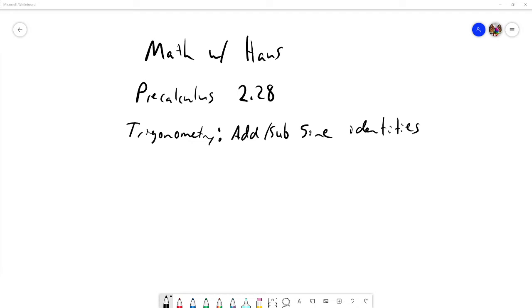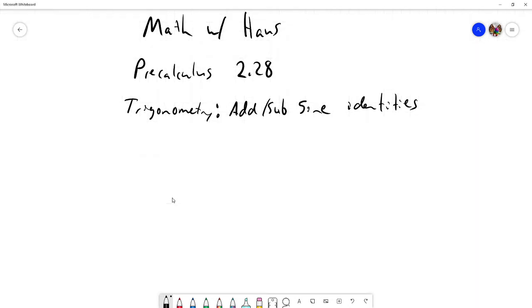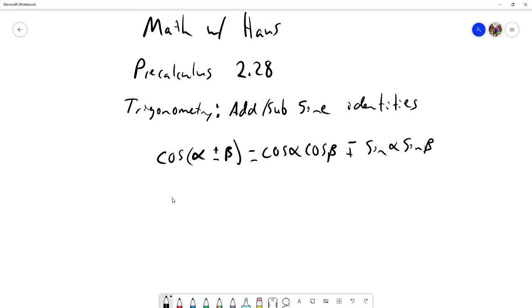We're continuing our investigation of trigonometry, and now we're going to talk about the addition, subtraction, sine identities. So in the previous episode, we looked at the addition, subtraction identities for cosine. And to recall, we said that cosine of alpha plus or minus beta is equal to cosine alpha, cosine beta, minus plus sine alpha, sine beta. We are actually going to use the cosine identity here to derive the sine one.